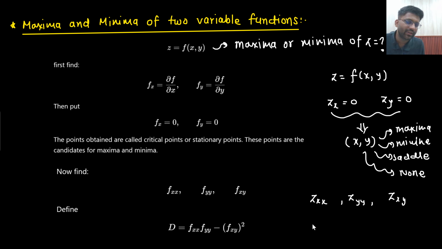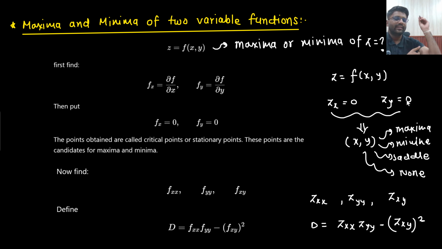Then you will make a term called d. What will be d? D will be the multiplication of these two, zxx times zyy, minus zxy whole square. This will be your d. Is the process clear? Z will be a function of x comma y. You need to find zx, zy, zxx, zyy, zxy. I will put zx equal to 0, zy equal to 0, and then I will get some values of x and y. Whatever values I get, I will keep aside. I will find zxx, zyy, zxy, and make this function d.